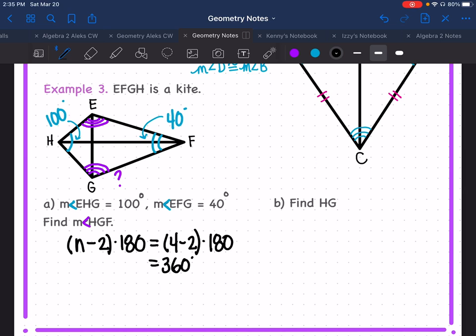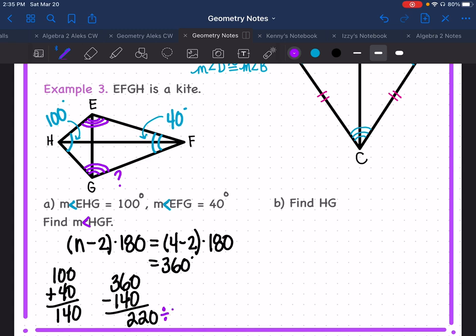So here's what I'm going to do. I'm going to take the 100 and add to it the 40, which is 140. I'm going to take that and subtract it from the 360. So 360 minus 140 gives me 220 degrees. That's what's left for my 2 purple angles. Since there are 2 of them, I'm going to divide this by 2, and that's going to give me what each one of these angles is equal to, 110 degrees.